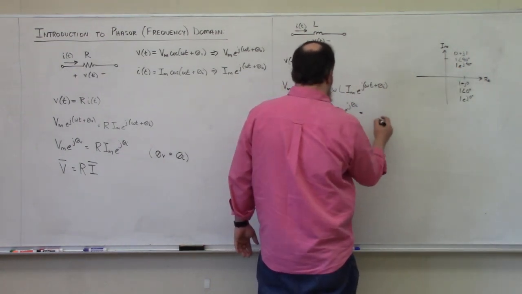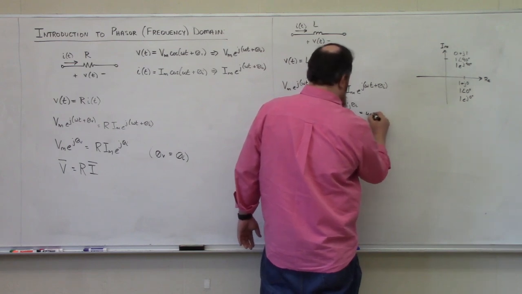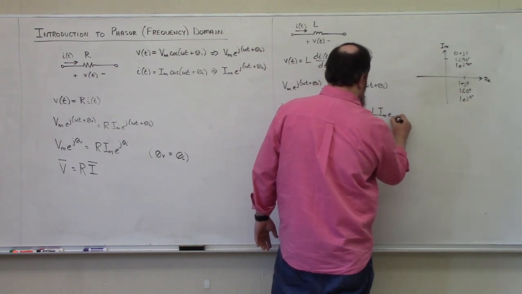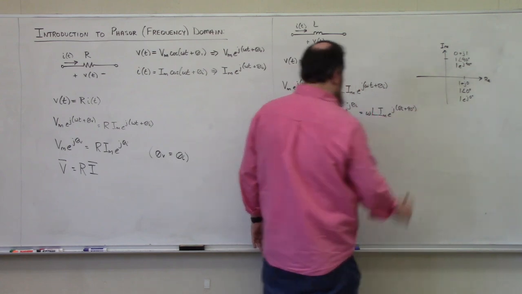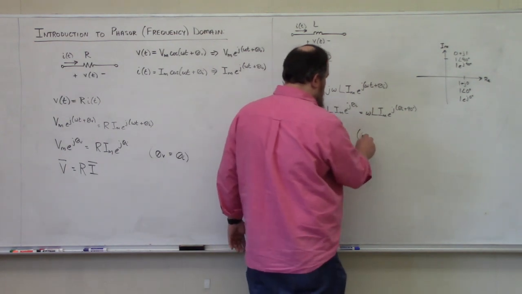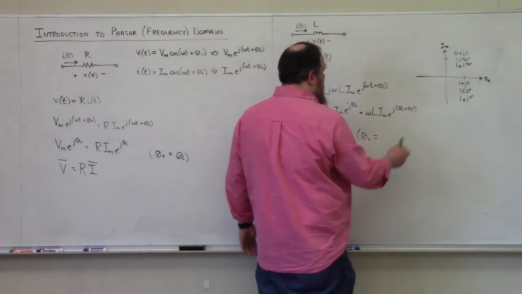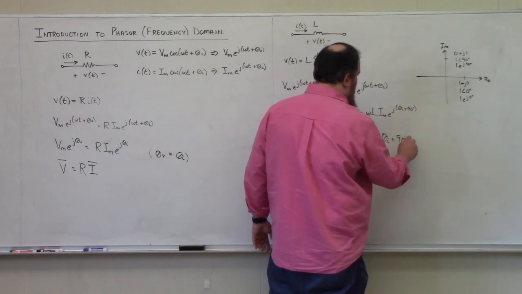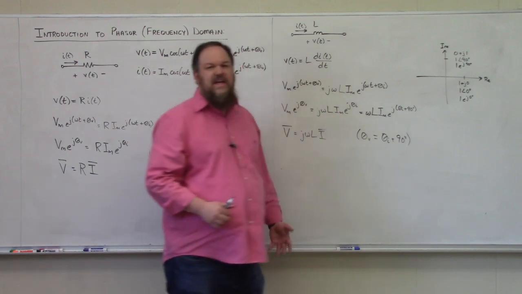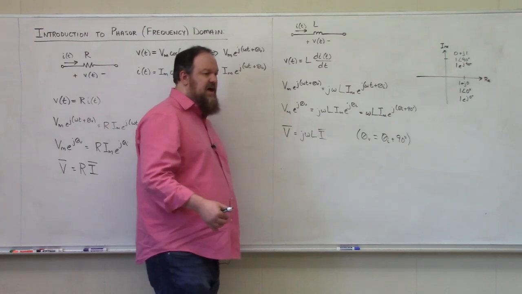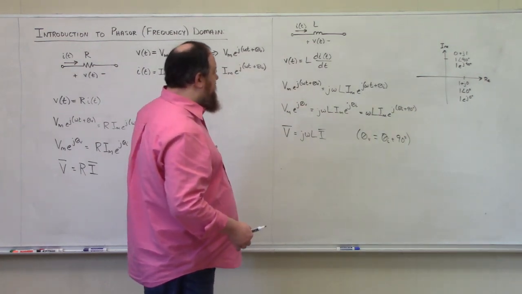So if we use this relationship, e to the j 90 degrees, and substitute it in here, what we find is that we get omega L Im e to the j theta I plus 90 degrees. So what this lets us know is that the phase angle of the voltage, theta V, is exactly equal to the phase angle of the current plus 90 degrees. So these are 90 degrees out of phase. And this we will also use an awful lot a bit later on in the class.